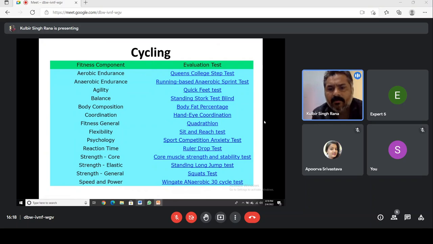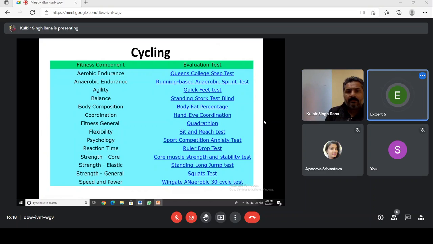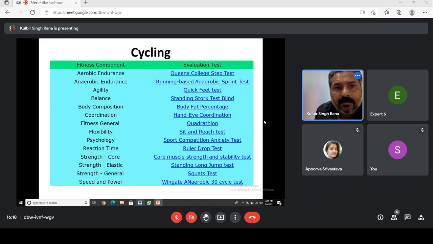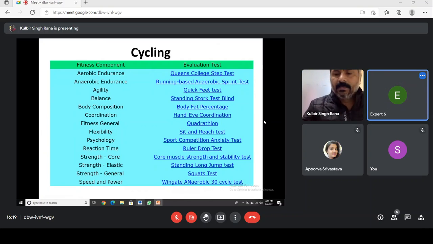Okay, no problem. A few of the remaining tests will be cut. Yes, sir, the ruler drop test, I have seen. Okay, because we have covered till here, right? Aerobic, anaerobic, agility, balance, body composition. Next, we will cover coordination and general. All these parameters we will cover once. One test at least we will do, right? Clear? Anything else you want to know?